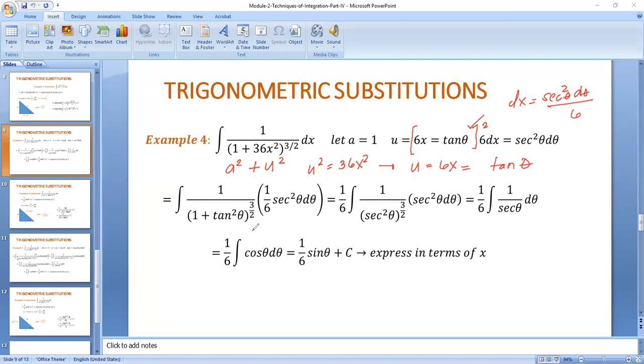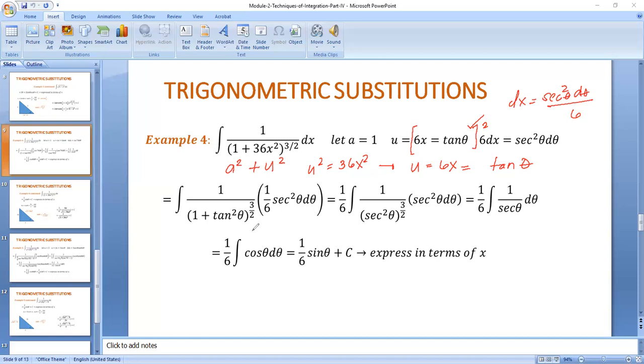Any questions so far before I continue? I just substituted the 6x equal to tangent theta expression and the dx equal to secant squared theta d theta over 6 into the original integral.